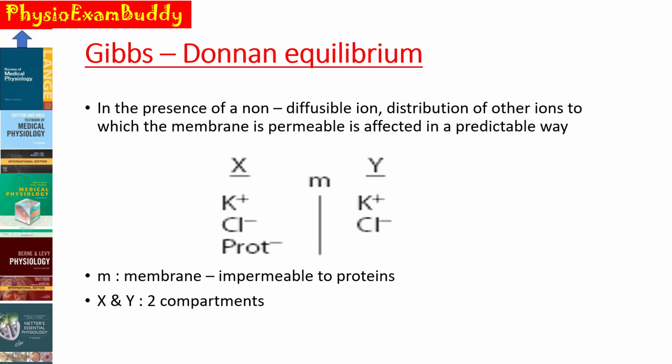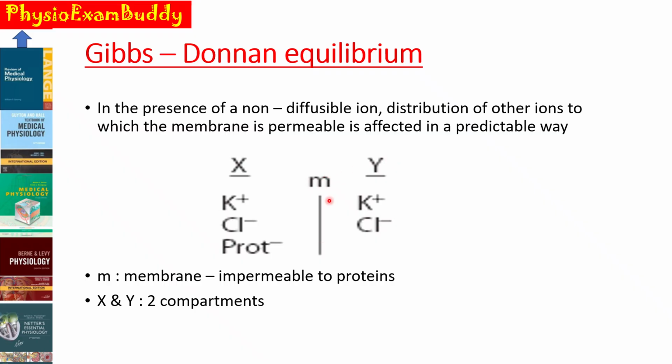The next factor which causes the genesis of resting membrane potential is the Gibbs-Donnan equilibrium. The Gibbs-Donnan equilibrium states that in the presence of a non-diffusible ion, the distribution of the other ions to which the membrane is permeable is affected in a predictable way.